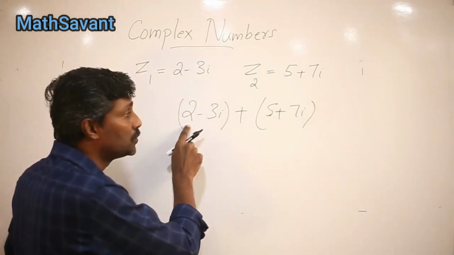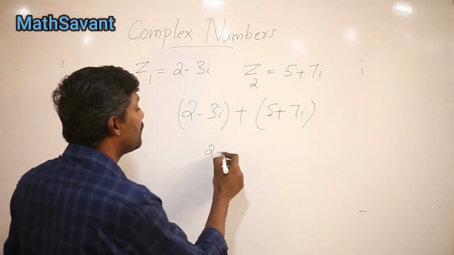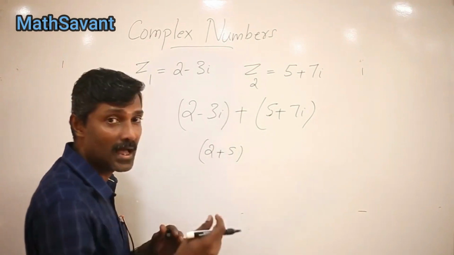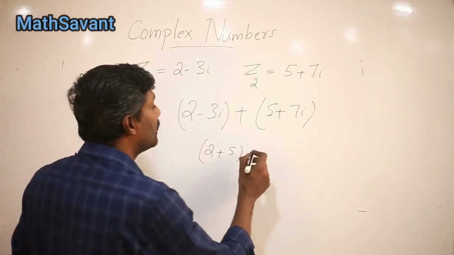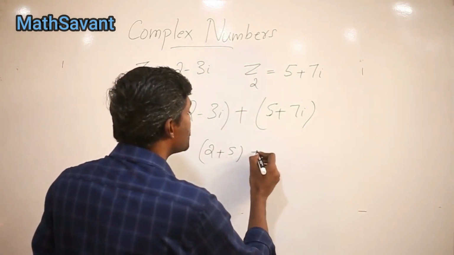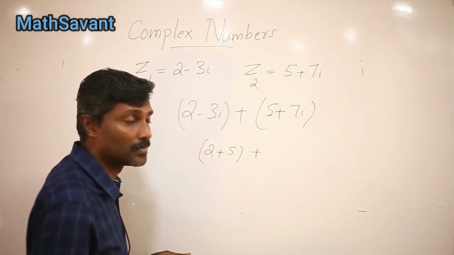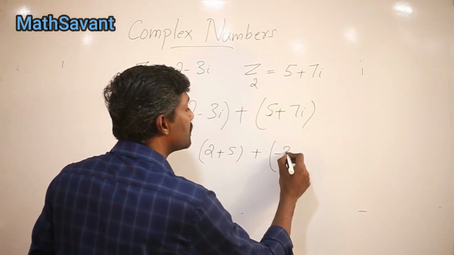Here the real part is 2. Here the real part is 5. So add these two. So 2 plus 5, you group it. That's the first part of the answer, the complex number that you get as the answer, which is the real part. And then plus, what is the imaginary part of the first complex number? It is minus 3i, right? So we write minus 3i.